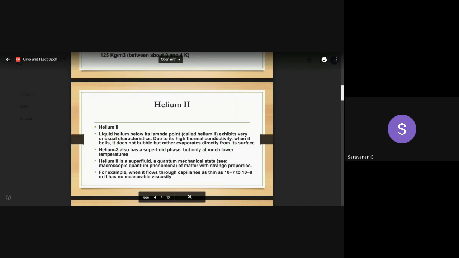For example, when it flows through thin tubes, it has no measurable viscosity. When this helium fluid passes through capillary tubes of the order of 10 to the power minus 8 meters in size, the viscosity is negligible. It cannot be measured.